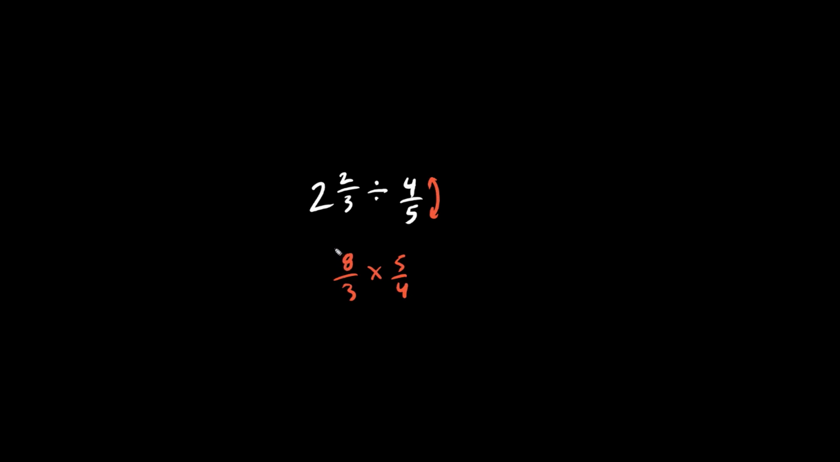We're allowed to simplify diagonally. We're going to divide diagonally by 4. 8 divided by 4 is 2, and 4 divided by 4 is 1. Multiplying across, we have 2 times 5, which is 10, and we have 3 times 1, which is 3.